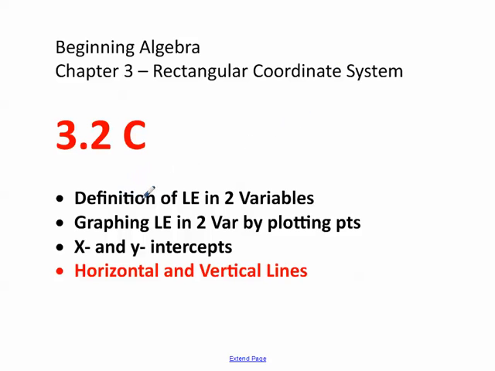We talked about the definition of a linear equation and graphing linear equations in two variables by plotting points. That was A. Our B was x and y intercepts, and that'll be really helpful. If you haven't seen 3.2b, that's going to be really helpful in interpreting these graphs. And today, this video is going to talk about horizontal and vertical lines.